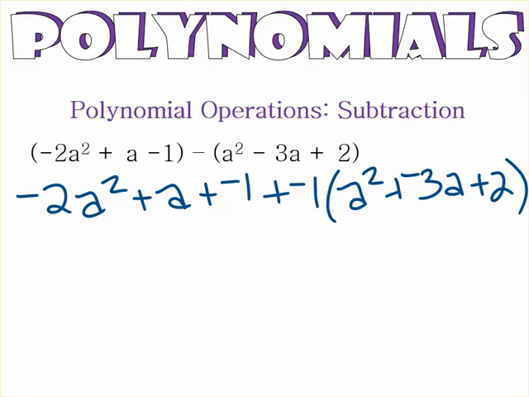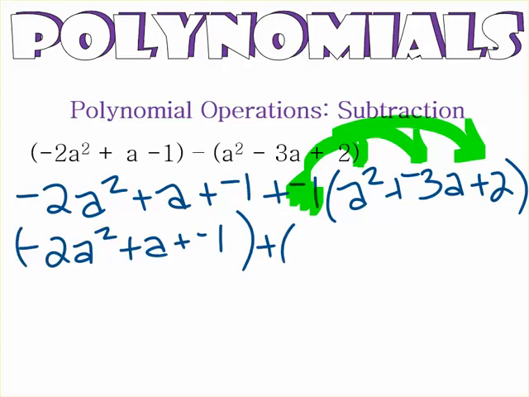Now we distribute that negative 1 into our second polynomial. Our first polynomial stays the same. Okay, distributing that negative 1 in. Negative 1 times a squared is negative a squared. Negative 1 times negative 3a is positive 3a. Negative 1 times 2 is negative 2.